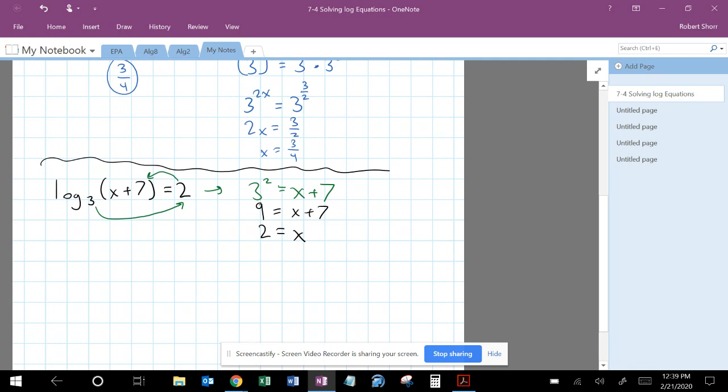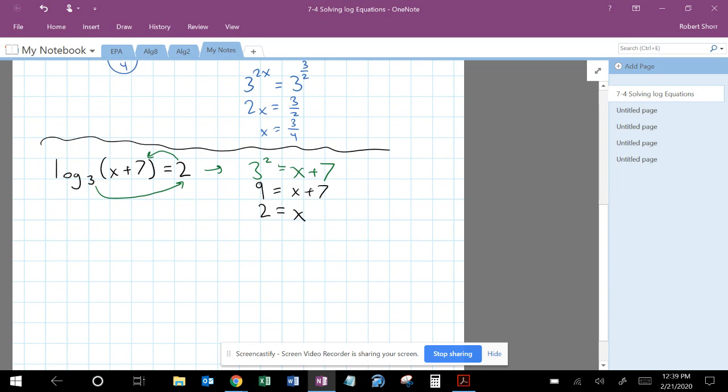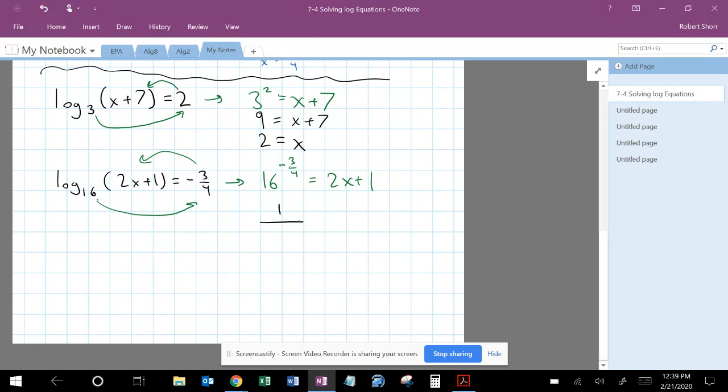It could get a bit more complicated if the exponent isn't as easy. There needs to be a verb, like multiplying, the exponentifying, I guess. But if we had log base 16 of 2x plus 1 equals negative 3/4. When we flip the log relationship we get 16 to the power of negative 3/4 equals 2x plus 1. Hopefully we are comfortable enough with negative exponents now to realize this is 1 over 16 to the 3/4. That is, well, the 4th root of 16 cubed.